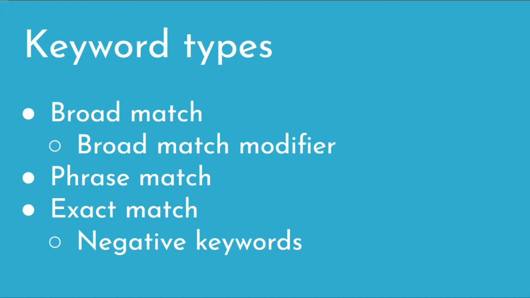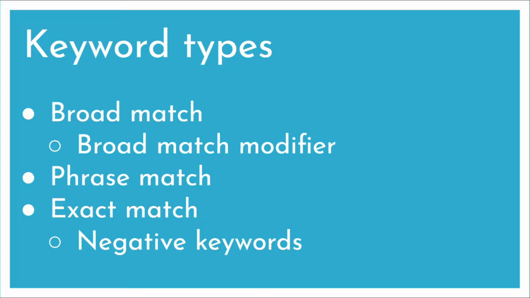Keyword types are really important to understand before you start putting together your ad groups. There are three main types of keywords you can do: broad match, phrase match, and exact match. You then have broad match modifier, which is in between broad match and phrase match, as well as negative keywords. Let's have a look at some examples.